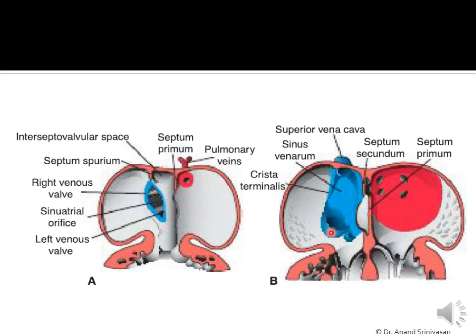The lower portion of this right venous valve also helps in forming the valves of the inferior vena cava and the coronary sinus. And here you can see the pulmonary vein getting resorbed to form the major portion of the left atrium. Most of the left atrium is smooth because of the absorption of the pulmonary veins. The pulmonary veins get resorbed and form the major portion of it.